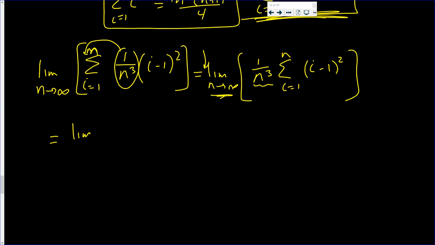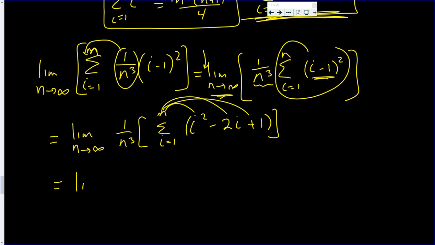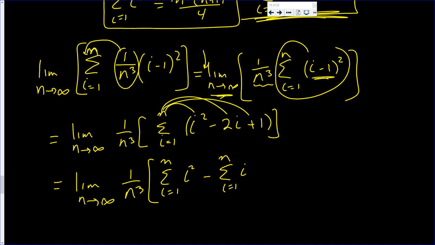Okay, so this is equal to the limit as n goes to infinity of 1 over n cubed times the summation. Well, what are we actually summing up? Let's square i minus 1. It's going to be i squared minus 2i plus 1. And we learned earlier that sigma notation distributes over addition and subtraction. So it's 1 over n cubed times the summation as i goes from 1 to n of i squared, minus the summation as i goes from 1 to n of 2i. I can even factor out the 2, plus the summation of that constant, i goes from 1 to n.